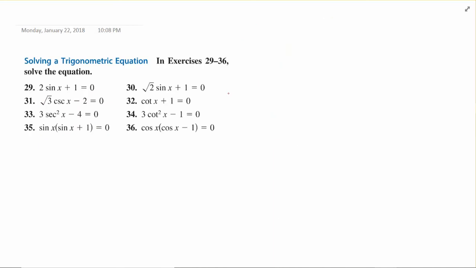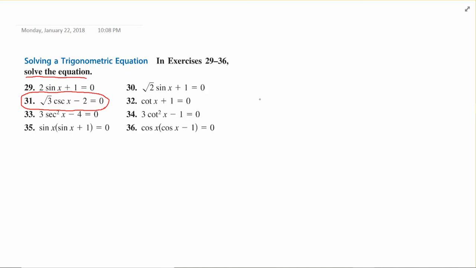Now these directions are a little deceptive. It only says solve the equation. That implies that you'd solve it completely, meaning tell me every solution, which means I'm not restricting the domain. It can be anything. So we'll take a look at one of these. How about number 31, which is actually pretty straightforward.